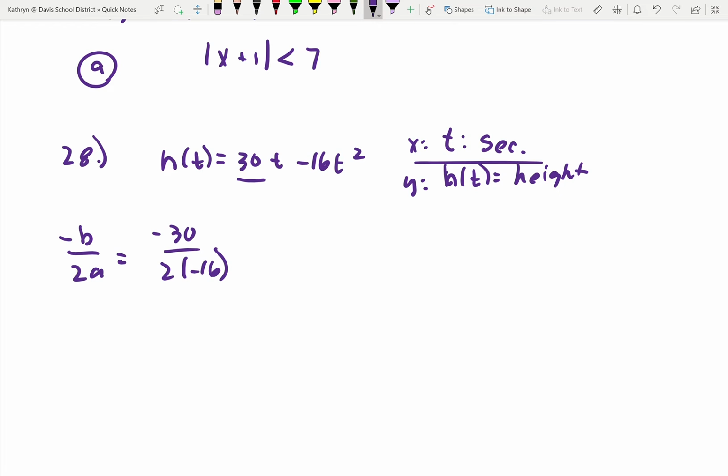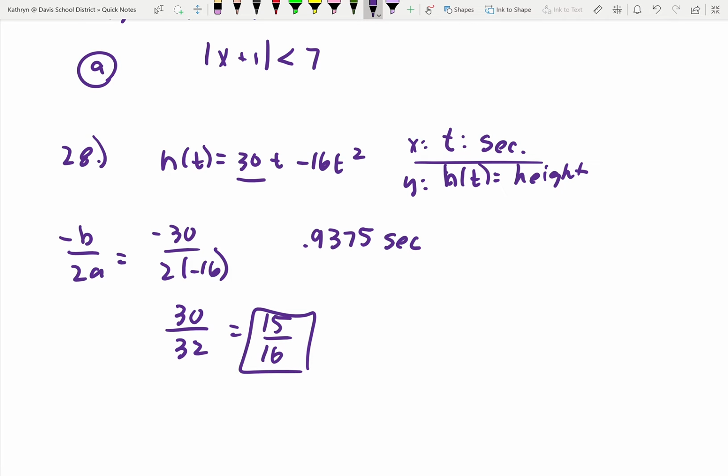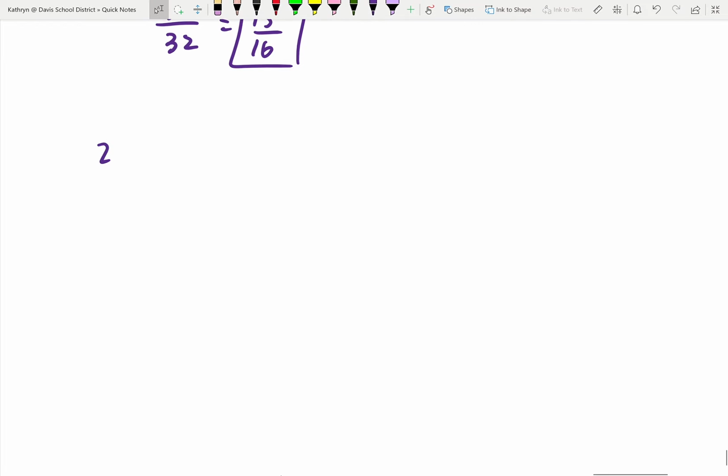I know that a negative over a negative is a positive, so I can forget that. And now I'm just going to go 30 divided by 32, which gives me 0.9375, and that would be seconds. Okay, and that is actually an exact answer. You might want to write it as 30 over 32, which is 15 over 16, and that is exactly the same thing.